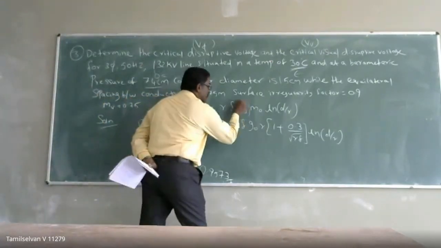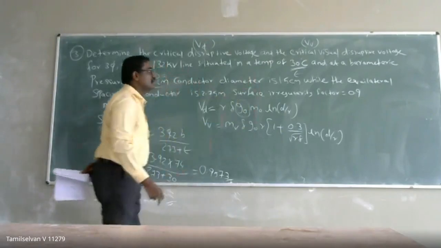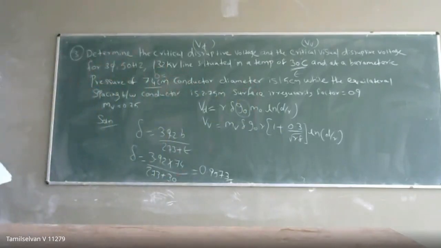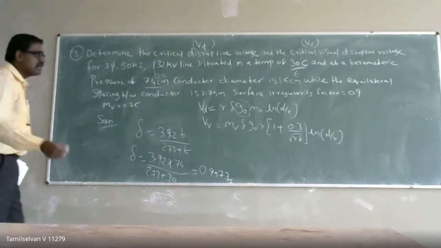So what is the G naught? G naught is not mentioned here. What is G naught? It is your dielectric strength, the dielectric strength of air. It is not given.